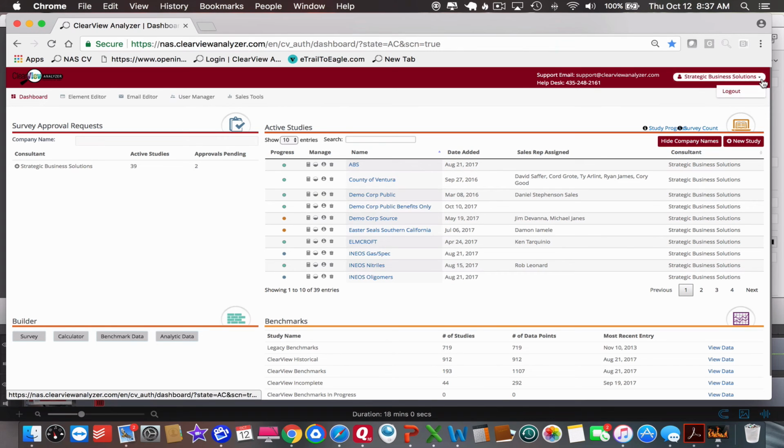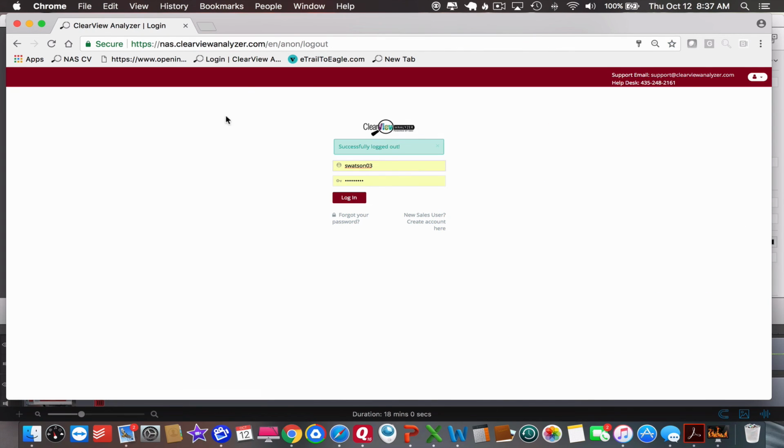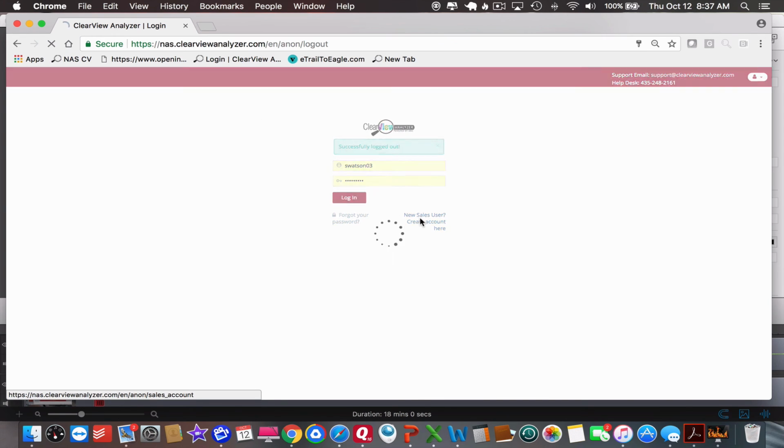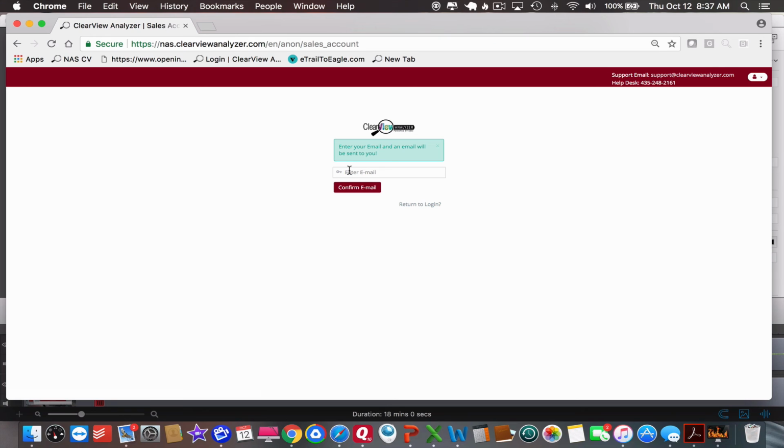If you need to set up an account, please go to nas.clearviewanalyzer.com, and if you do, you're going to get a screen that looks like this, and you just click New Sales User. It's going to ask you for your ADP email address. When you confirm that email address, it will send you a link that allows you to create a password, and you'll be off and running.